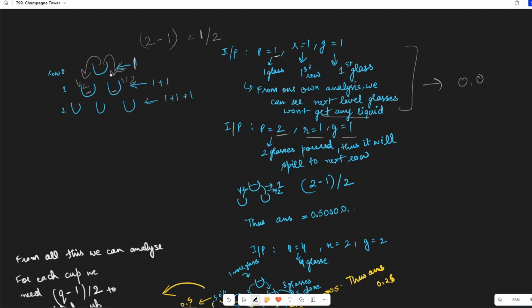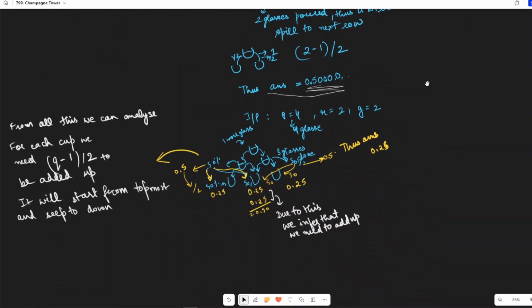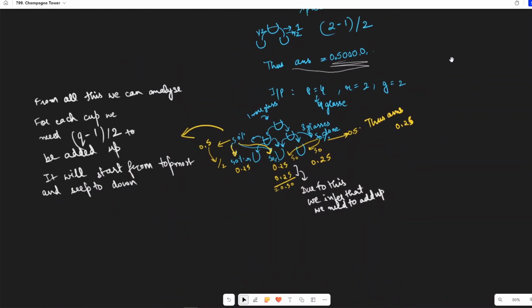So because of that only it won't go to the next, and whatever quantity is being contained here, that would stay here. And that is why the answer would be 0.5 for this particular case. Now if we take some other example of our own, whatever was mentioned there was somehow difficult to picturize. So that's why I took one more example just to explain.